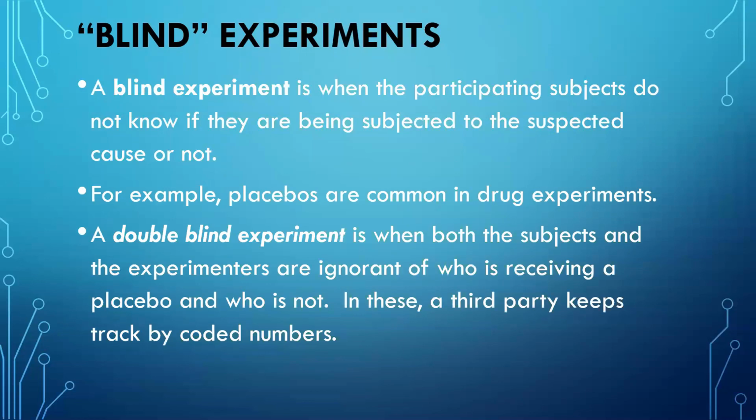Now, a double-blind experiment is when both the subjects, the participants, and the experimenters, the people conducting the experiment, are ignorant of who's receiving a placebo and who is not, right? Who's in the control group and who's in the experimental group. So in these cases, a third party would then keep track of who's who by using coded numbers, and those conducting the experiment then won't be swayed in any way in how they're evaluating the results. Those are controlled experiments. We have much more to say about causation in future videos.